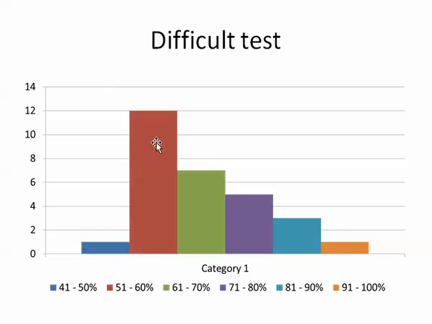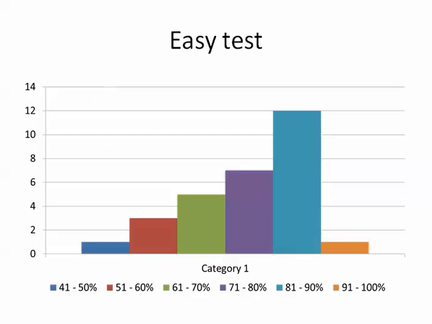So you have fewer C's, fewer B's, and even fewer A's if the test is difficult. If the test is easy, then students' grades will follow the other shape, which is skewed to the left.